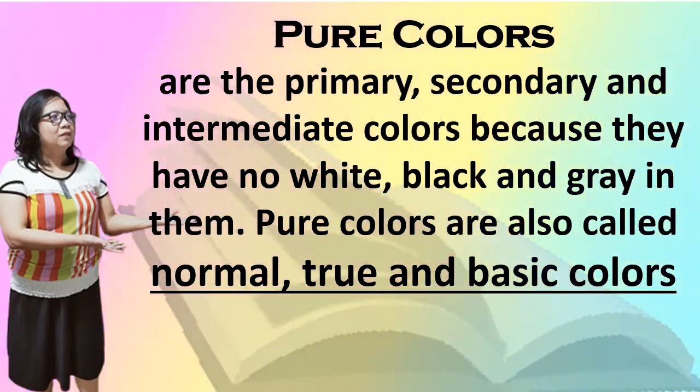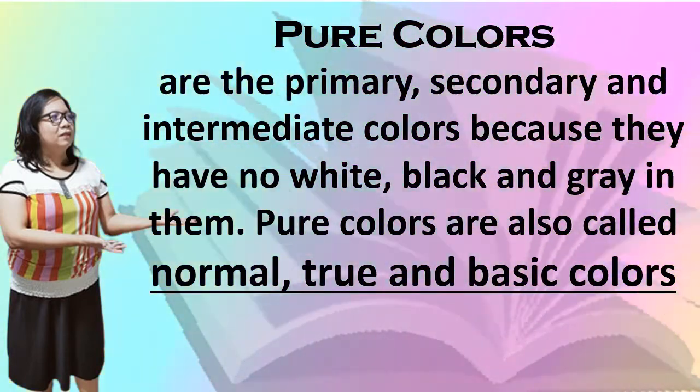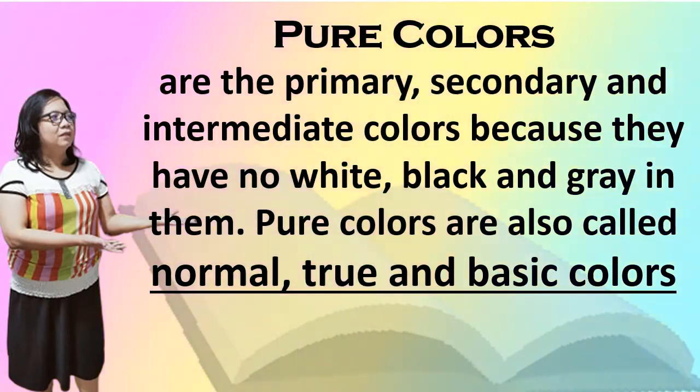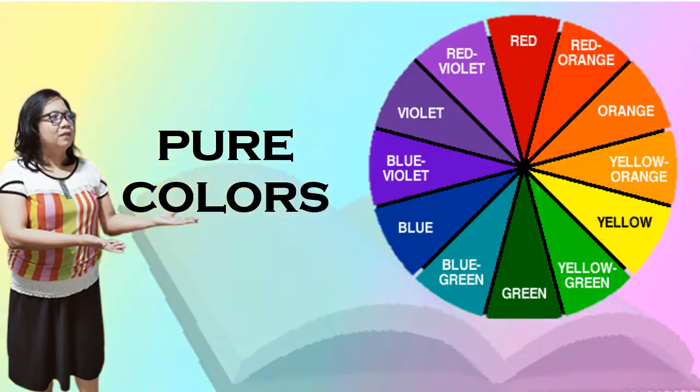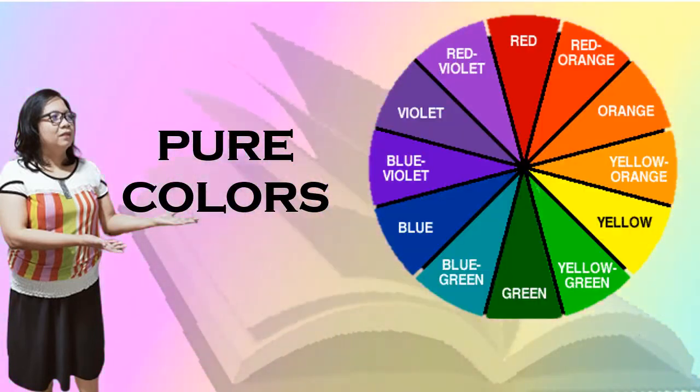Pure colors are the primary, secondary, and intermediate colors because they have no white, black, and gray in them. Pure colors are also called normal, true, and basic colors. These are the pure colors.